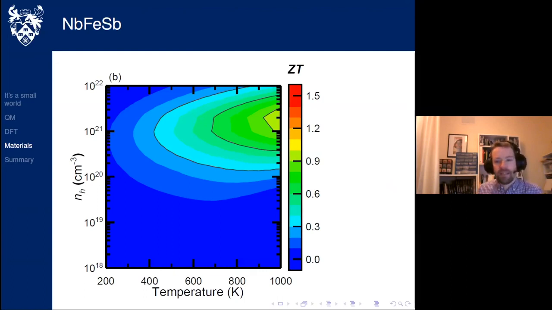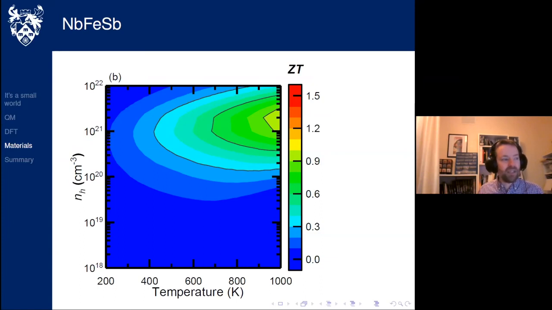Now, we applied density functional theory to this material, and we computed how good a thermoelectric it was. It was known to be good experimentally, but does DFT agree? And actually, how good it is depends on the temperature. So I've done a plot here of the temperature, that's the horizontal axis, and on the vertical axis, I've plotted how many extra charge carriers I've put in. So how I've doped the material.